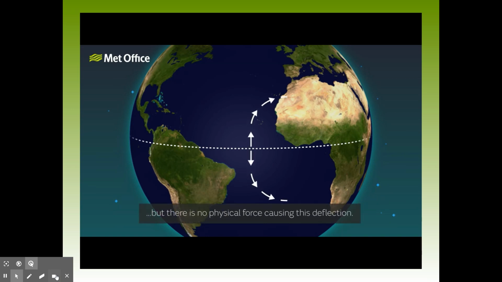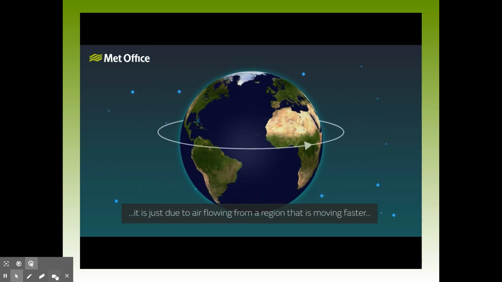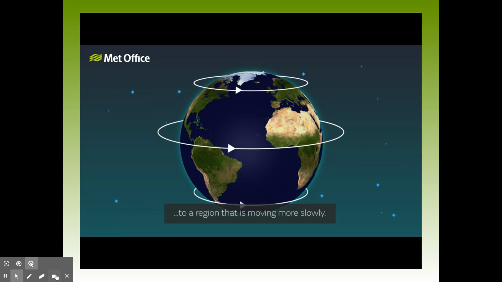But there is no physical force causing this deflection, as the atmosphere rotates with the Earth. It is just due to the air flowing from a region that is moving faster to a region that is moving more slowly.